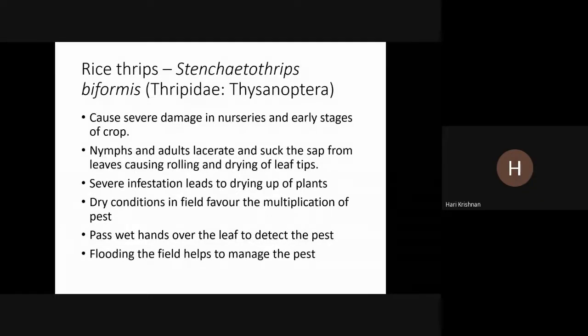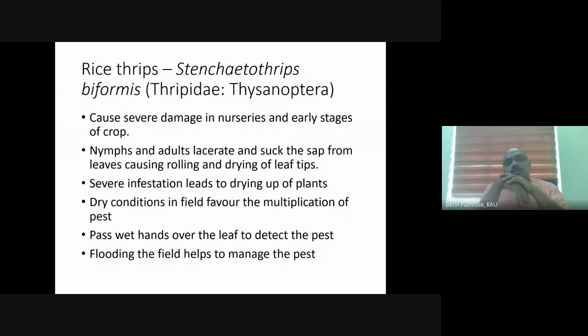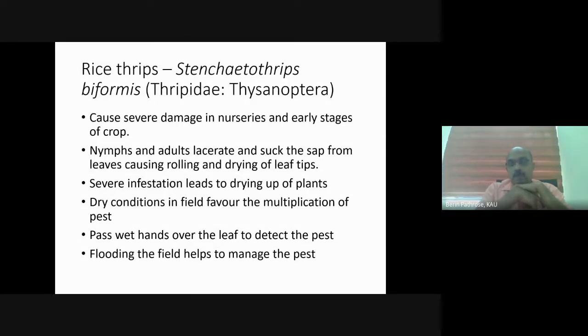Yes, sir. Okay. So the fourth sucking pest which we will discuss is Stenchaetothrips biformis, that is rice thrips, belonging to the family Thripidae of order Thysanoptera. This is a pest which infests the crop during its early stage. That means it attacks the crop in the nursery and immediately after transplanting, or in the first say about 30 days. That's the period thrips damage the crop. Afterwards, we usually don't see any thrips attack.